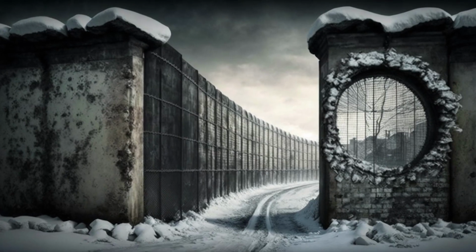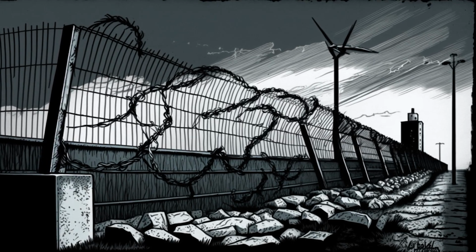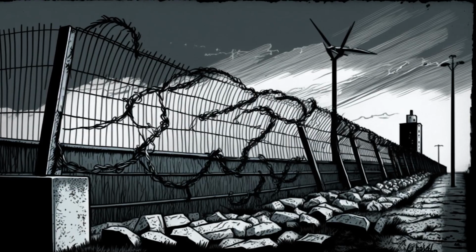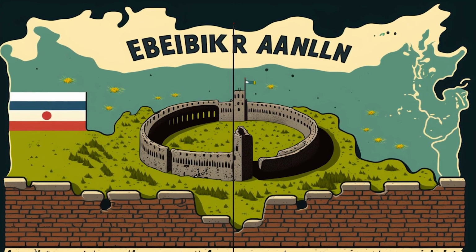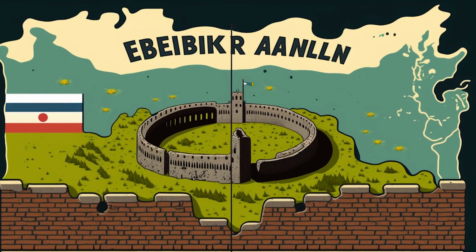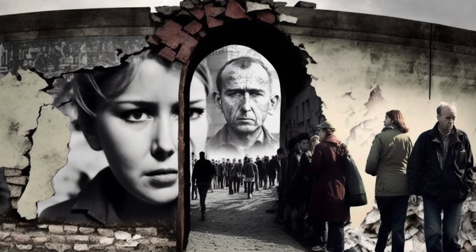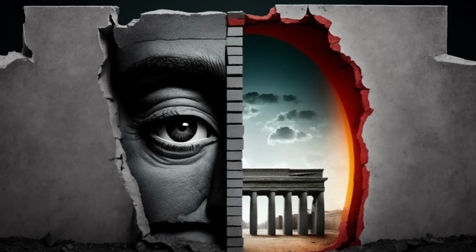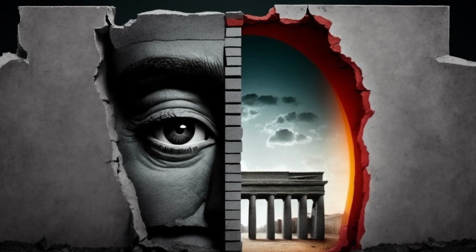The wall was made of concrete and steel, and it was heavily fortified with guard towers, barbed wire, and other security measures. It extended for over 100 miles, encircling West Berlin and separating it from the rest of East Germany. The wall was not just a physical barrier, but also a psychological one, as it symbolized the division between democracy and communism, and between freedom and repression.